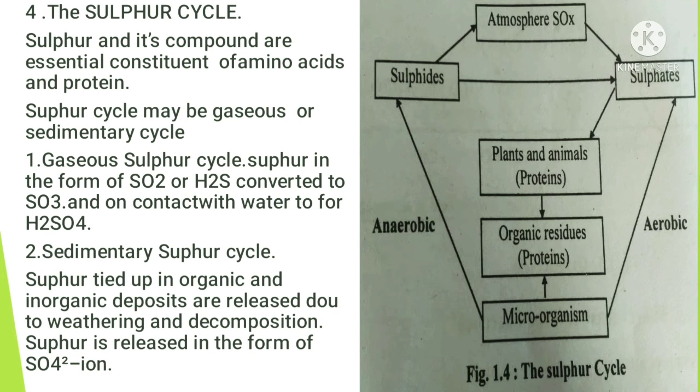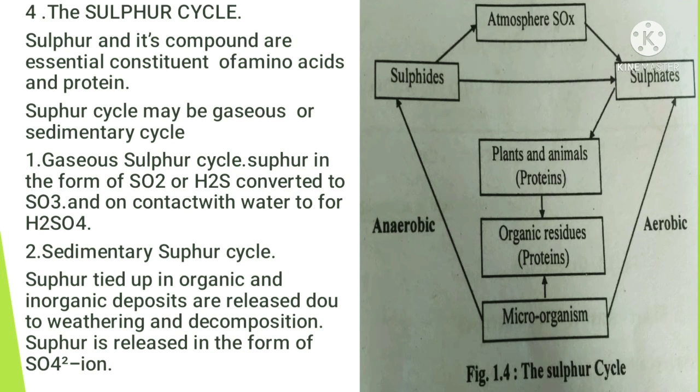Again, it turns into acid rain formation, and we are able to observe the acid rain, H2SO4 rain. Then the next type is the sedimentary sulfur cycle. In the sedimentary sulfur cycle, sulfur is tied up in organic and inorganic deposits, which is released due to weathering and decomposition.